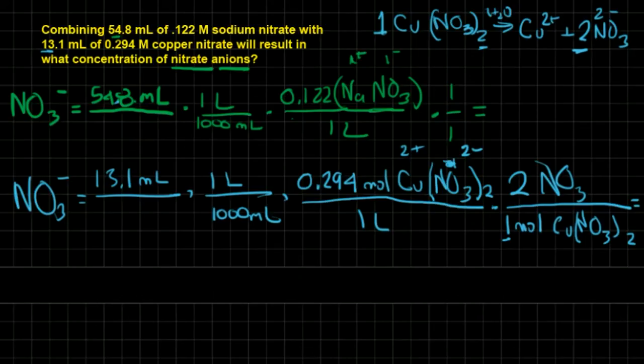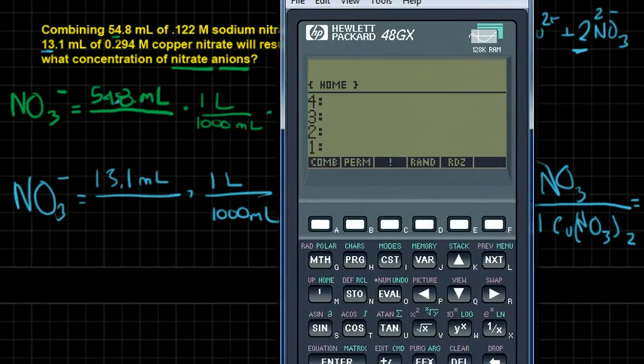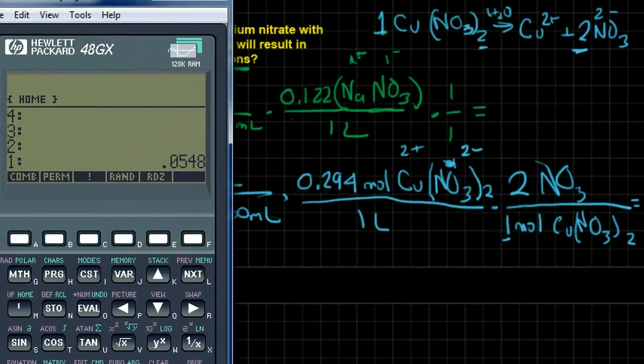Alright, so this first one, 54.8. Oops, 4.8. Need to hone my 10 key skills and speaking. Okay, divide that by 1,000 to get liters. Let's move it over here. I think I'm going to do a bigger screen next time. 0.122.